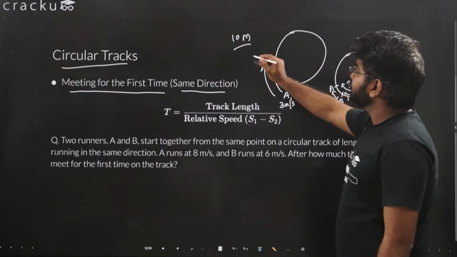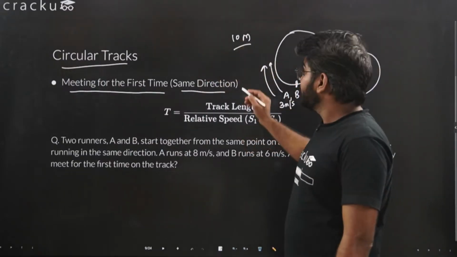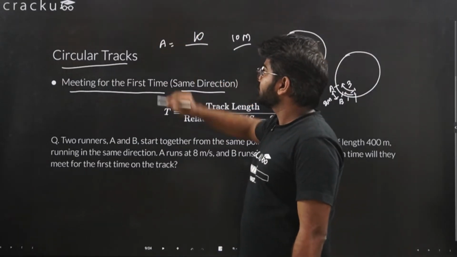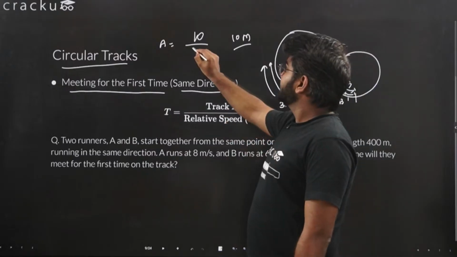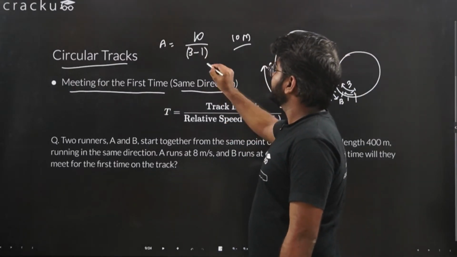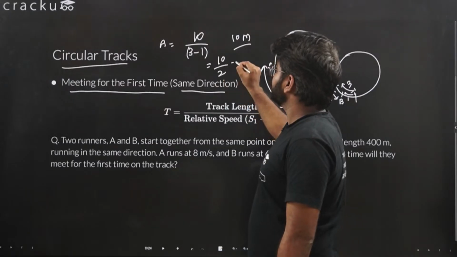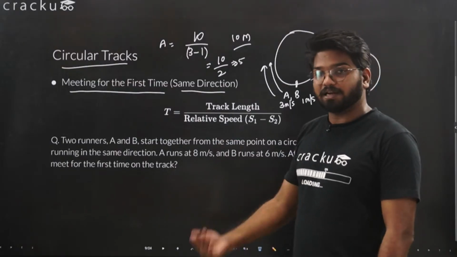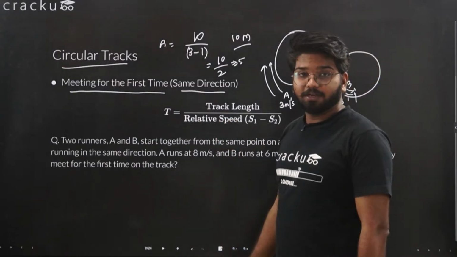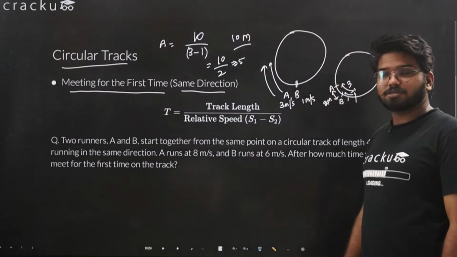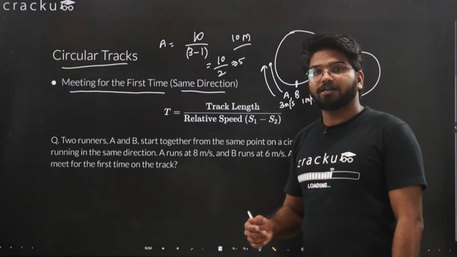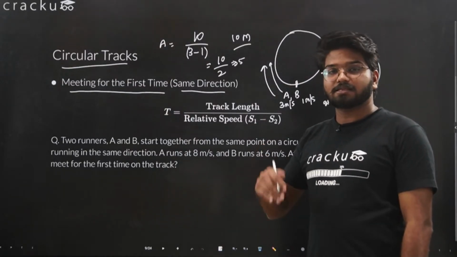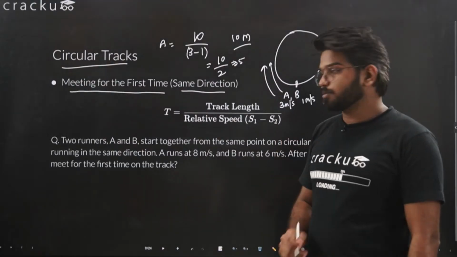So here the length of the track is 10 meters. The faster person A has to cover 10 meters with the relative speed. The relative speed is 3 minus 1. This will be 10 divided by 2, which is 5. So they will meet after 5 seconds for the first time if they are moving in the same direction. So this is the first concept: if they start from the same point, they will meet for the first time when the faster person covers the whole track with the relative speed.